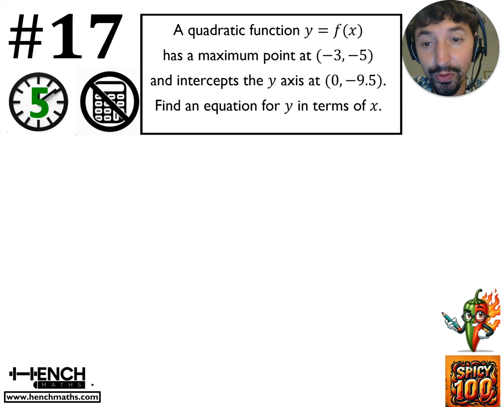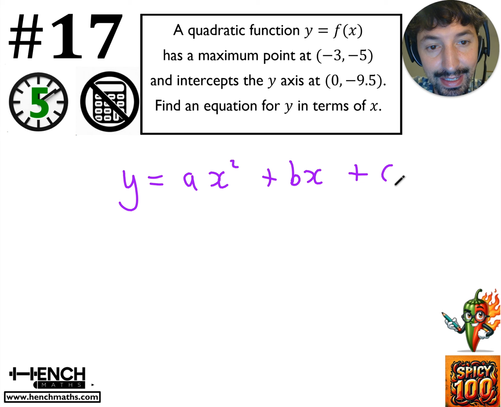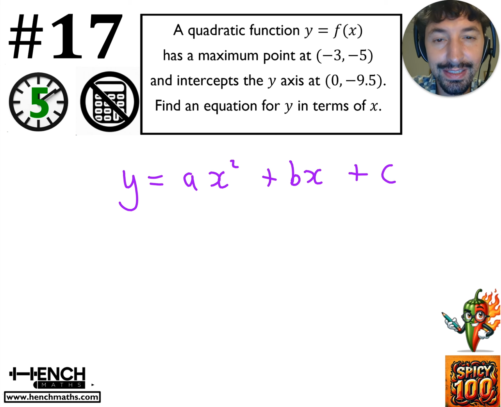So the general form of a quadratic we could have is y equals ax squared plus bx plus c, where a, b, and c are our coefficients. So a is the coefficient of x squared. This is the very general form of a quadratic equation. If you remember the quadratic formula, that's how we separate our coefficients to use that.